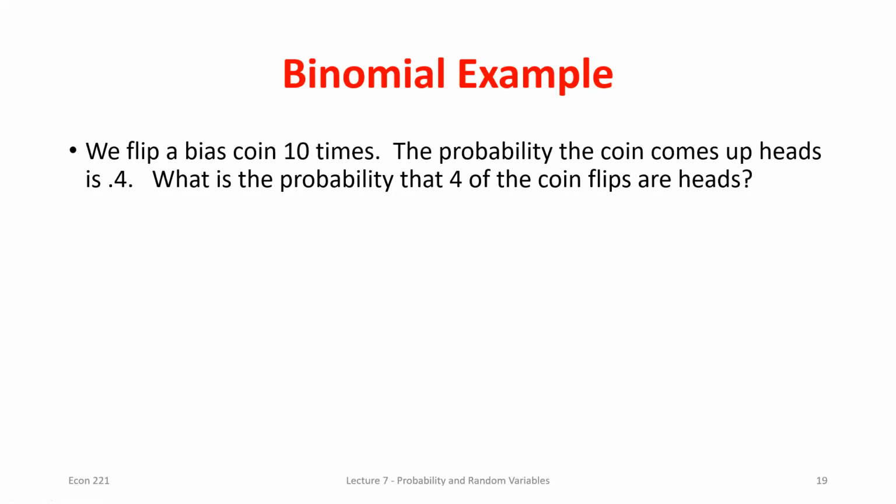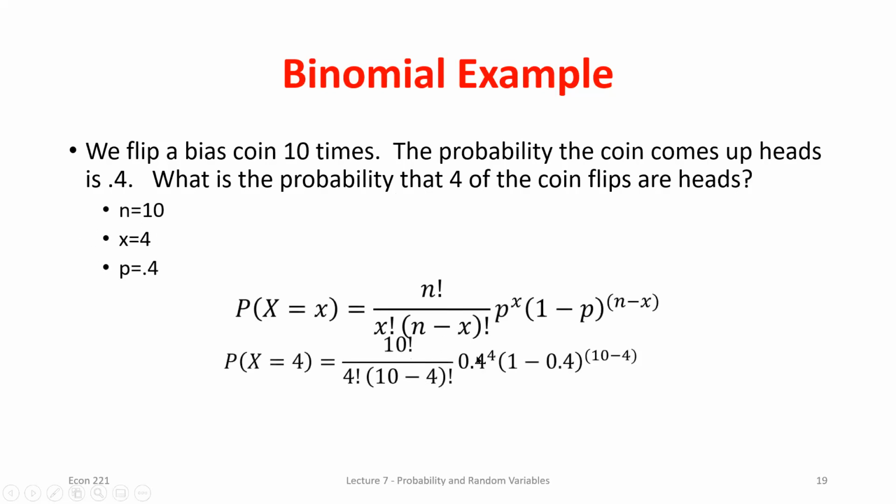What's the number of successes I'm looking for the probability of? Yeah, 4. And the probability of success, or the probability I see a heads in any one trial, is just that 0.4. Right? So it's really just a matter of identifying those 3 things and then plugging them into our equation.